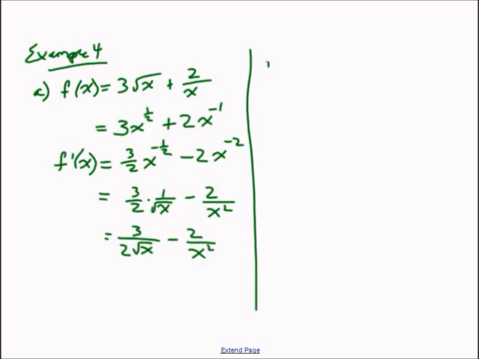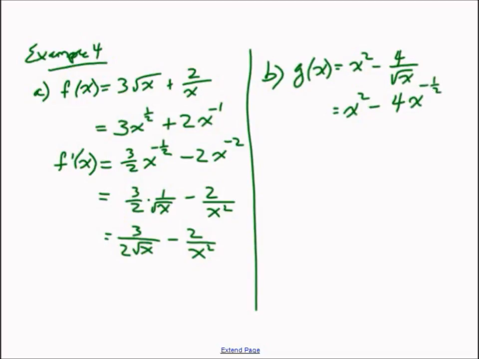Okay, B. F of x, or g of x this time. Little change. g of x equals x squared, subtract 4 over the root of x. So I'm changing that to 4x to the power of -1/2. And therefore, g dash x, the derivative of g, will be 2x. This will be plus, negative times a negative, 4 times 1/2 is 2. There's my variable. Decrease my exponent by 1, so that's now -3/2.